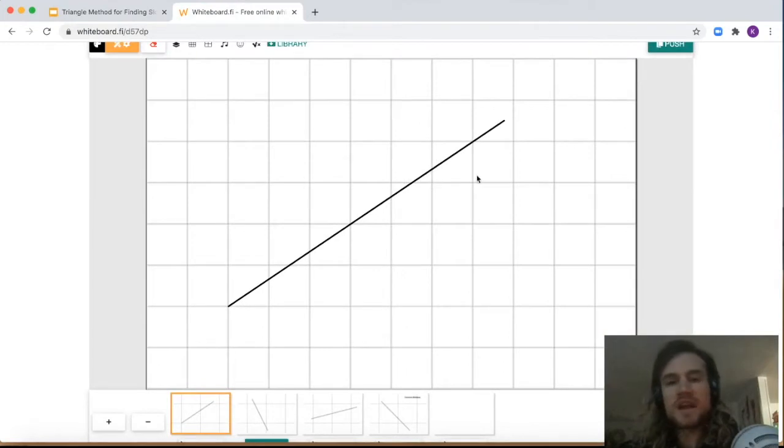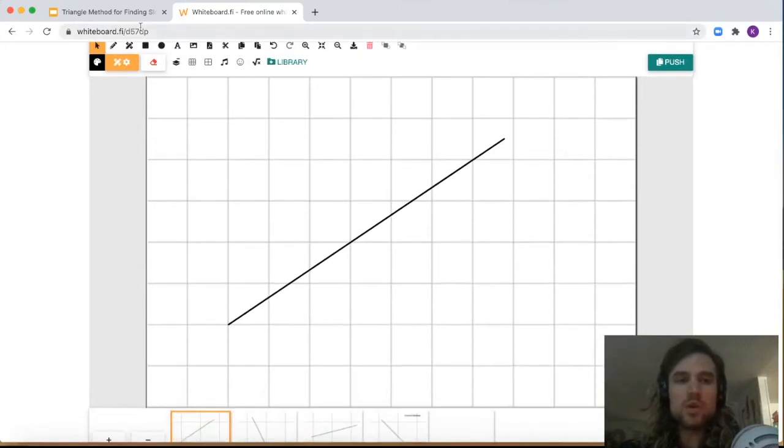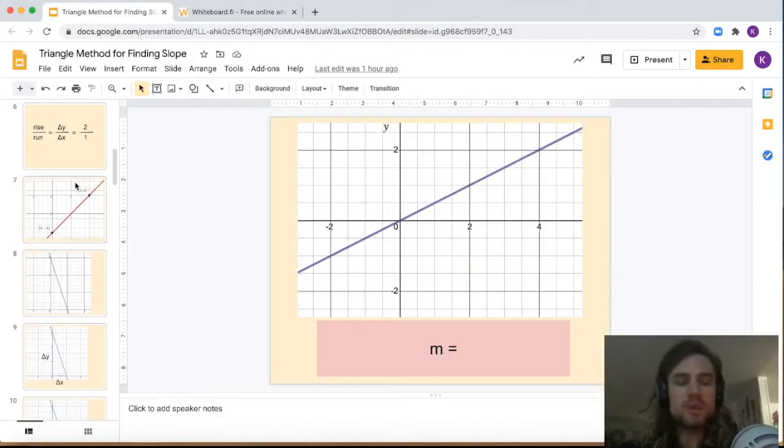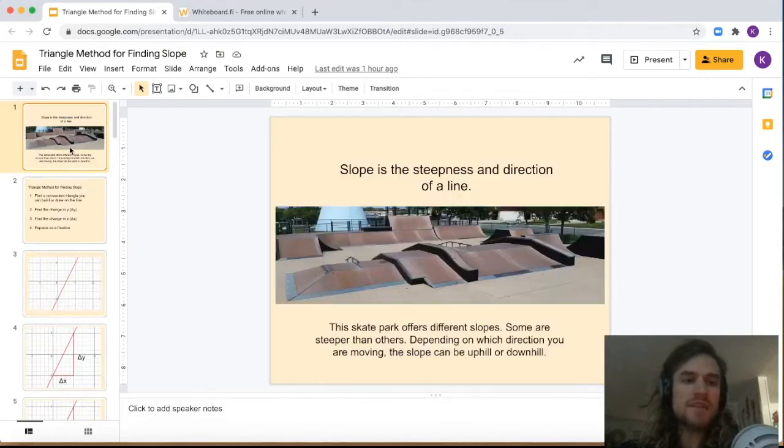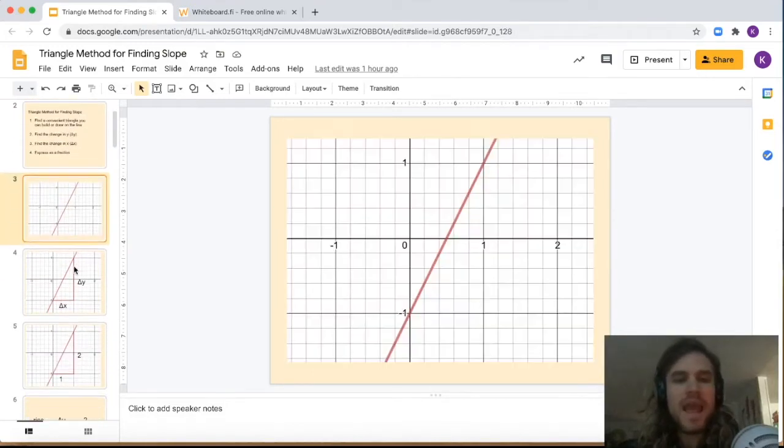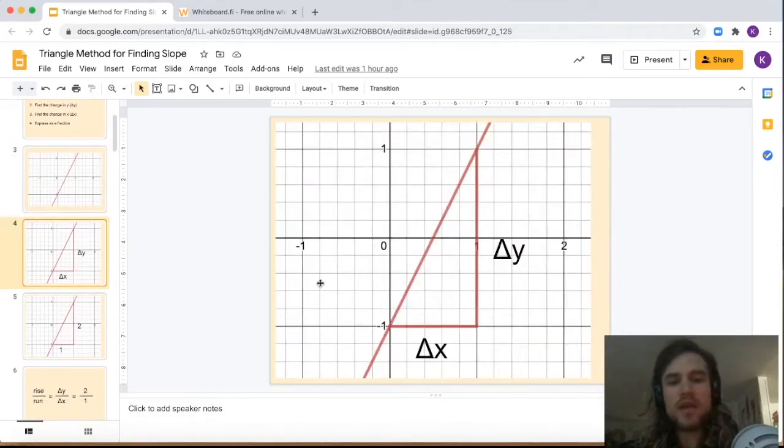All right, so we've got this line, and we want to find what the slope of that is. So what are we going to do? We're going to employ the triangle method. Now, I made this for class here. With the triangle method, you draw a right triangle, and be careful, it has to be a right triangle. You can see that right 90-degree angle right there.